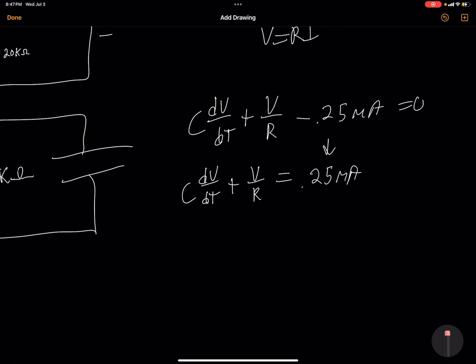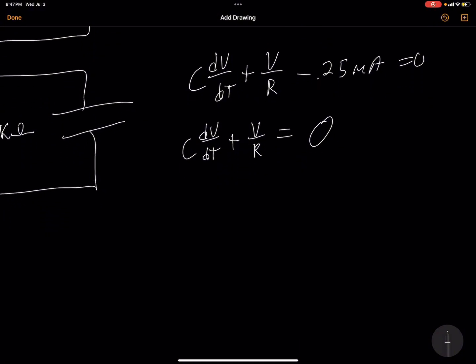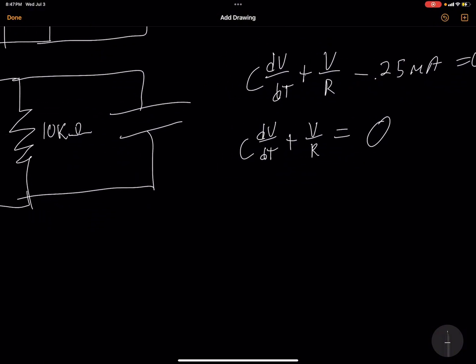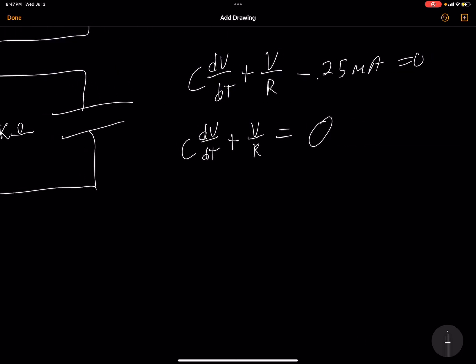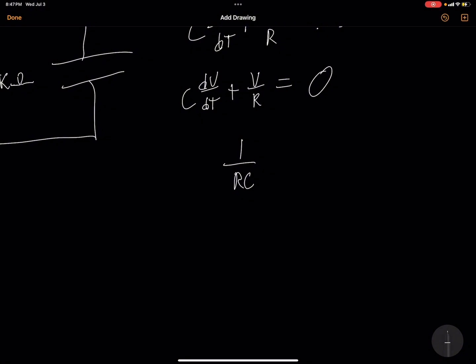For a differential equation, if you have a constant on the right side, just for this case, it's irrelevant. We don't want the constant here. Equal to 0. And we have this equation here. And the resistor is the damping factor, is what it's called. Divide everything by C and you have 1 over RC, right?